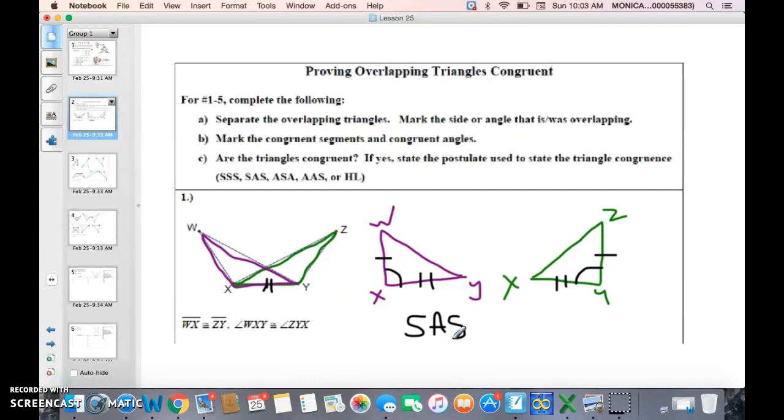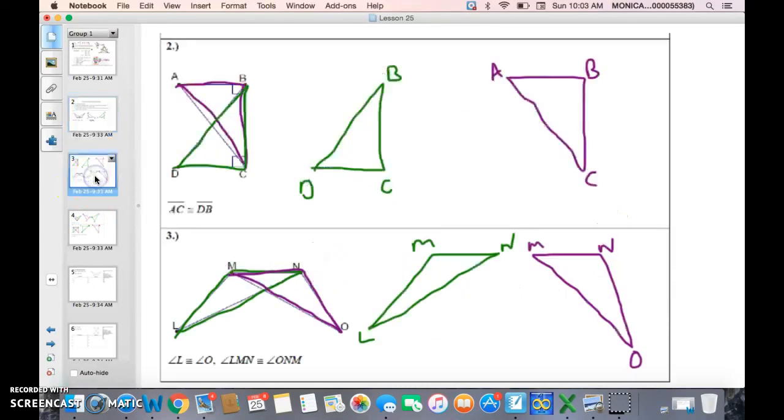Okay. Go ahead and try the next couple and come back and see if you're struggling with pulling the overlapping triangles out of the picture, or if you're struggling with making the markup. Please raise your hand and ask a question. I'm going to go ahead and move forward at this time.